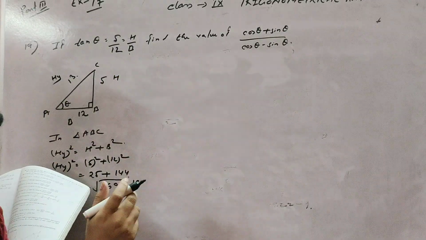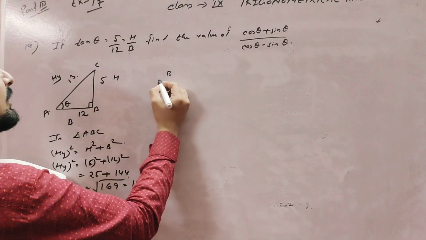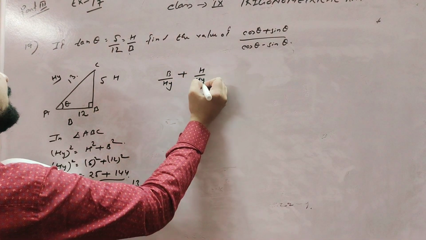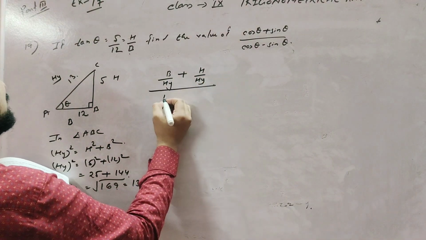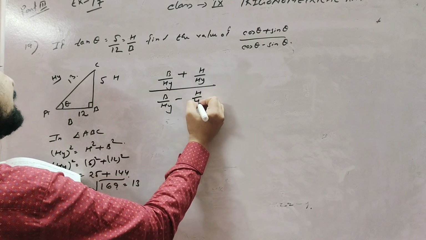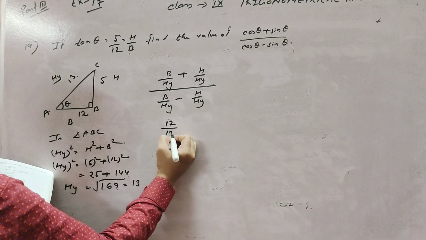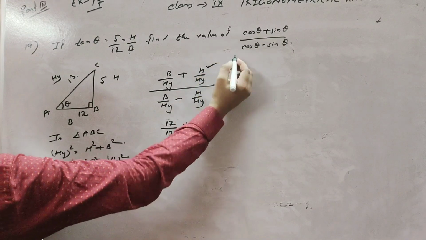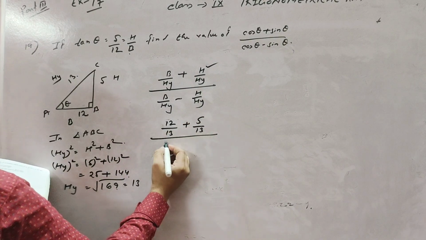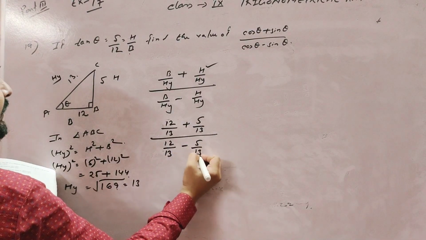Okay, find the value of cos theta plus sin theta. Cos theta formula is base by hypotenuse, plus sin theta formula is height by hypotenuse, divided by cos theta, whose formula is base by hypotenuse, minus sin theta, which is height by hypotenuse. So base is 12, hypotenuse 13, plus height is 5 and hypotenuse again is 13. So again base by hypotenuse, that is 12 by 13 minus 5 by 13.